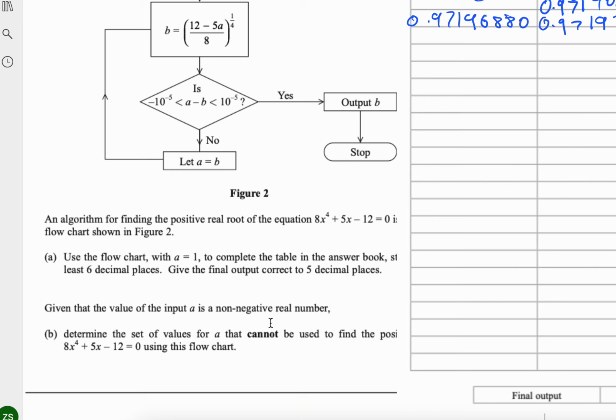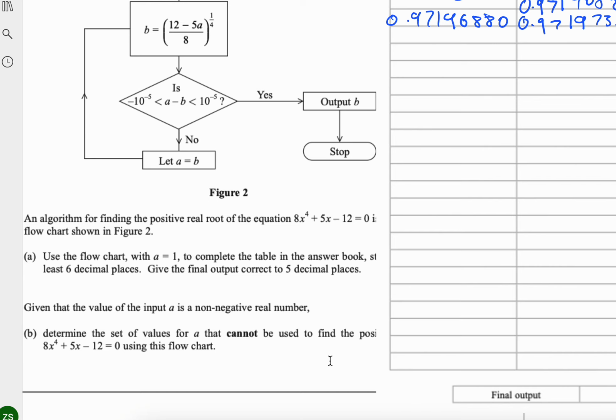Given that the value of the input A is a non-negative real number, determine the set of values that A cannot be used to solve this problem. So this is a recurrence equation. If you multiply this by the power of 4, you get B to the power of 4. If you multiply by 8, you get 8B to the 4 plus 5x minus 12. This is a rearrangement, an iterative function version of this. So determine the set of values of A that cannot be used.